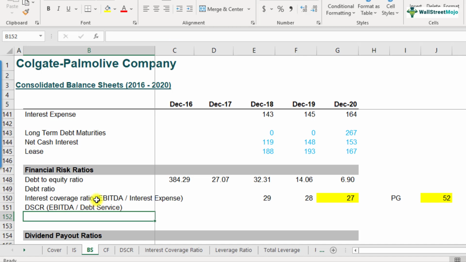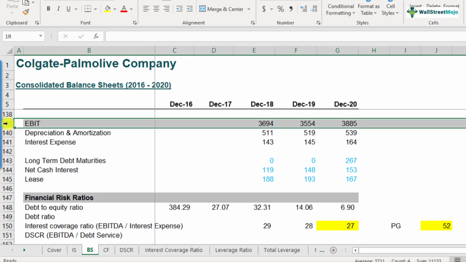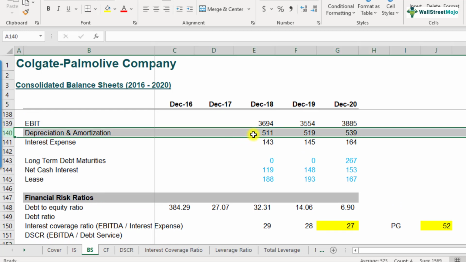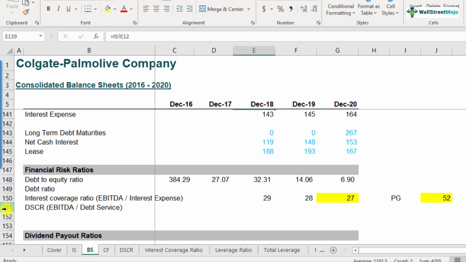And if you remember from our previous video, we already have the EBITDA calculations with us. Look at this, row number 139 and 140. So we have the EBIT and we have the depreciation and amortization. When we add these two, what do we get? We get EBITDA. So from the point of view of calculating DSCR, the numerator is now taken care of.